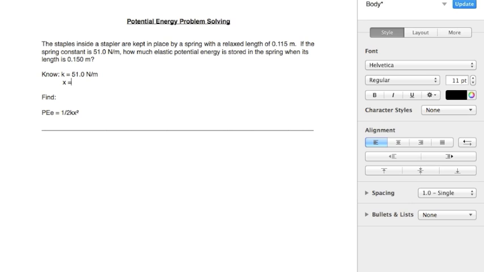So now we're going to write the next thing that we know, which is X, the displacement. The problem doesn't give us the displacement, but they do give us the two distances, the final and the initial. So in order to get displacement, you have to subtract the initial from the final. So we're just going to do that here really quickly. So that's going to equal 0.035 meters. And I'm just going to bold that so we know that we're going to use that for the problem.